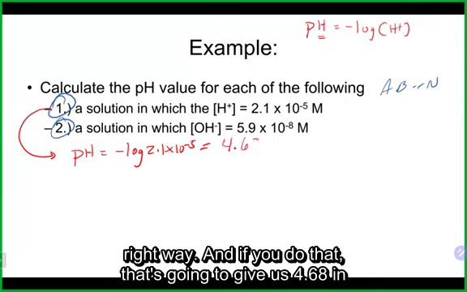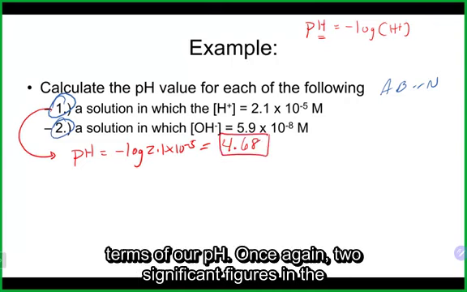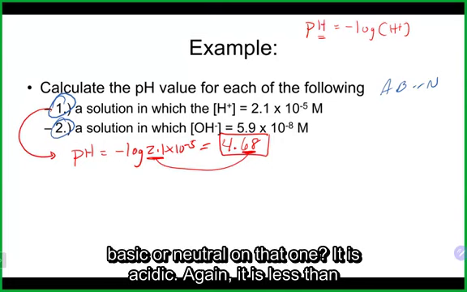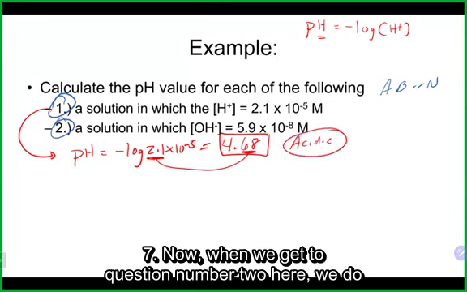And if you do that, that's going to give us 4.68 in terms of our pH. Once again, 2 significant figures in the concentration, 2 decimal places in the pH, okay? Acidic, basic, or neutral, that one. It is acidic. Again, it is less than 7.